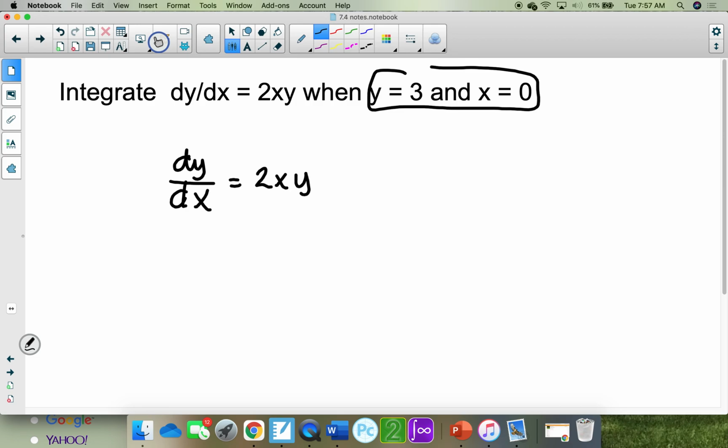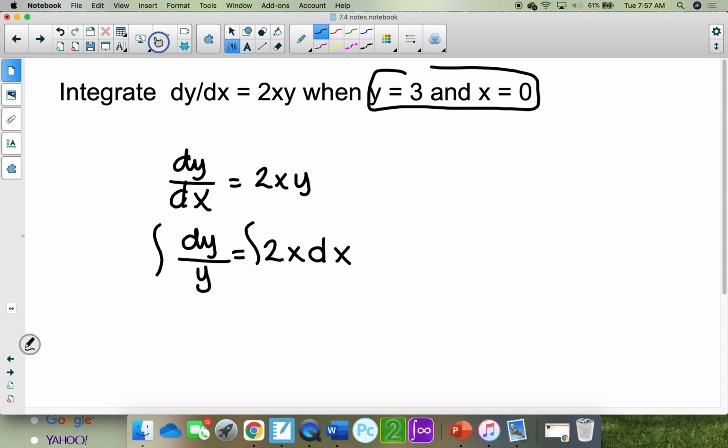I'm going to bring the y over to this side, so I have to divide by y, and I'm going to multiply by x. Again, the y is always on the left side and the x is on the right, and you can put the 2 on either side, it doesn't matter, I just put it on the x side. After you separate your variables, you integrate.